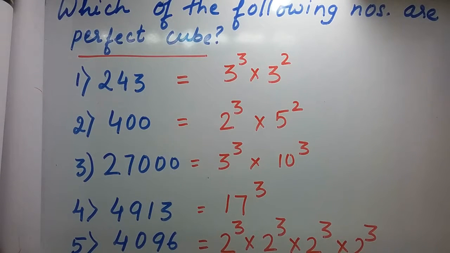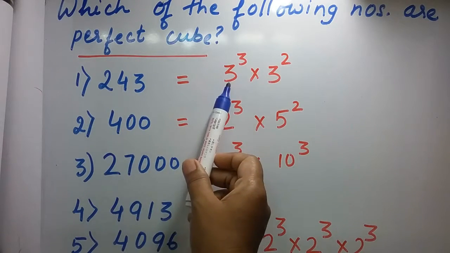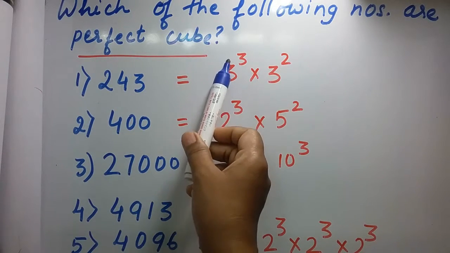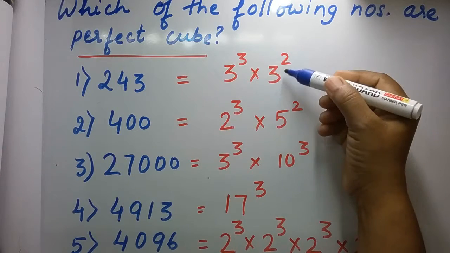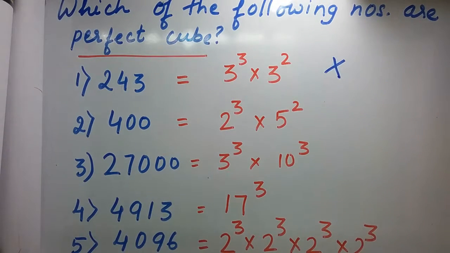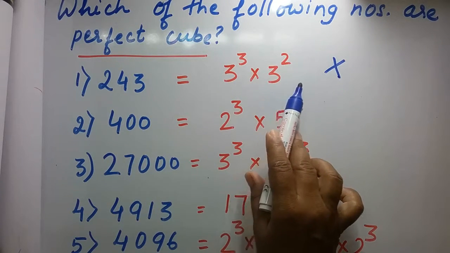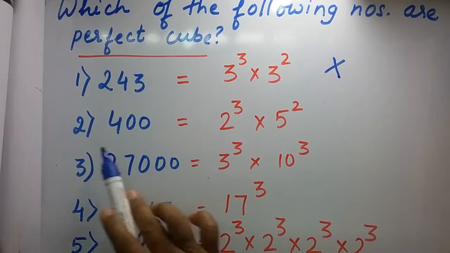Just a little explanation for the answers. To check the perfect cube, it should be raised to 3. Here it is 3 raised to 3, but here it is 3 raised to 2. So it is not a perfect cube. You take out the factors and find out and write in this way and find out whether it is a perfect cube or not. See question number 2.